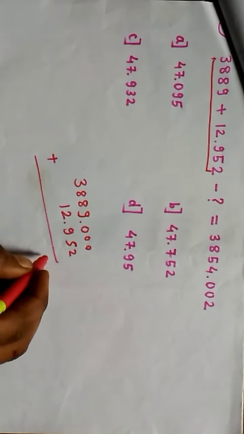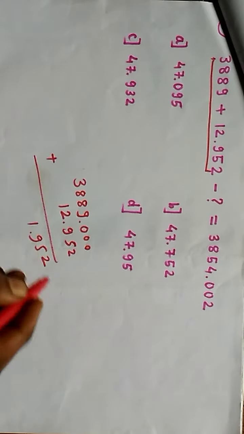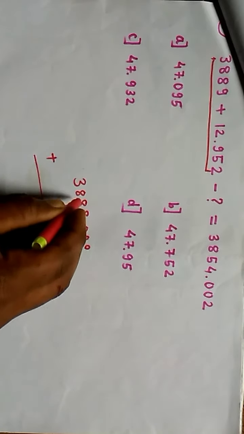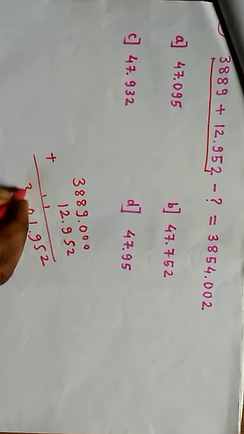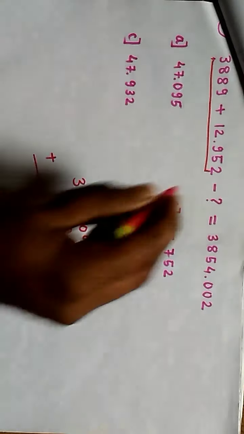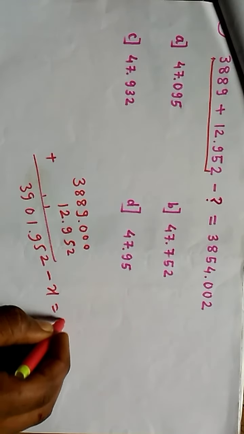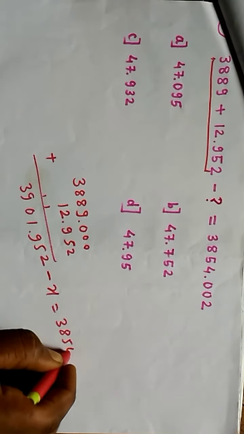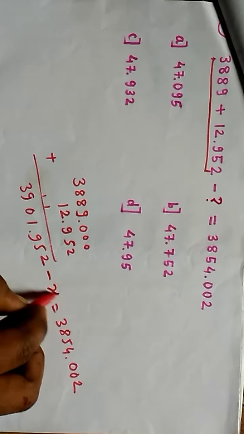0.000 also. So 259 here, 9 plus 2, that is 11. So 1 here, 8, 9, 10, 10, so 0. So this becomes 3901.95. Okay, so minus this question mark, I take as x, this is equal to 3854.002. Okay, here I am going to find the value of x.